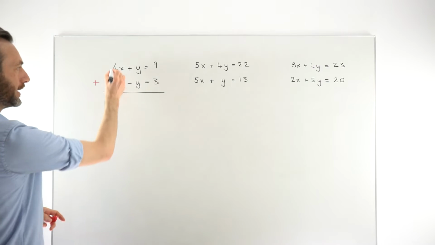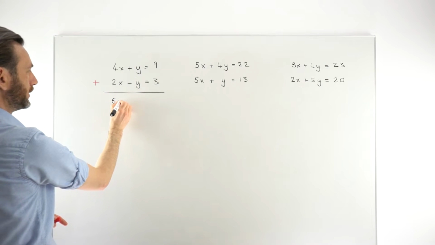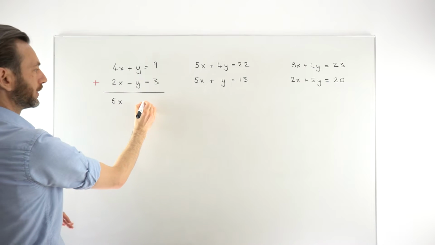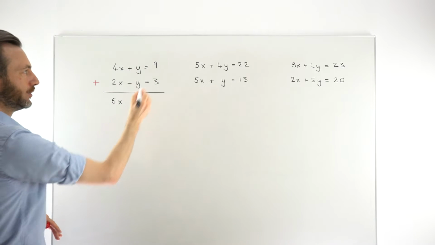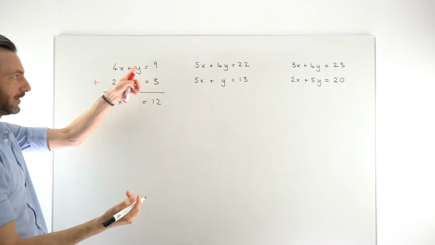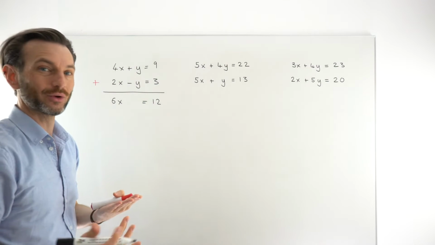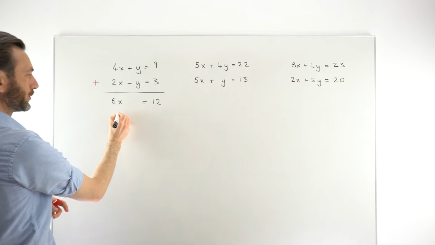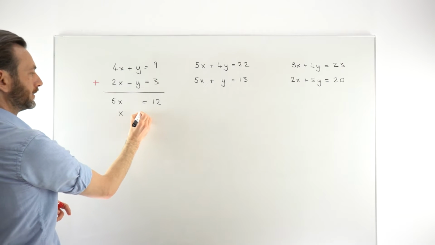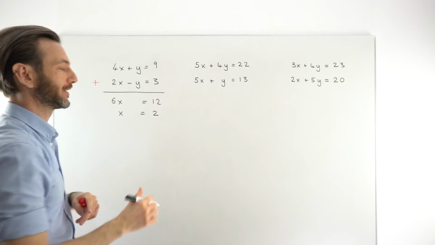So we're going to add them in the column. So 4x plus 2x gives us 6x. These guys go to 0. We're just going to leave that. You don't need to write in the 0. 3 and 9 gives you 12. Now we've eliminated the y. We've got one equation with one variable. Now it's just a normal linear equation. We can just solve by dividing both sides by 6 to get x equals 2.